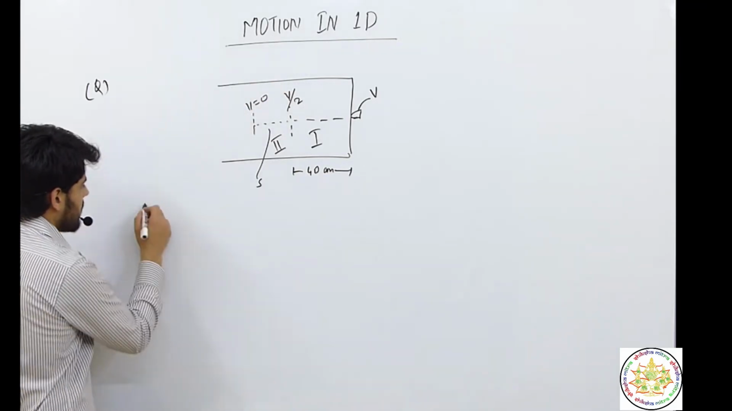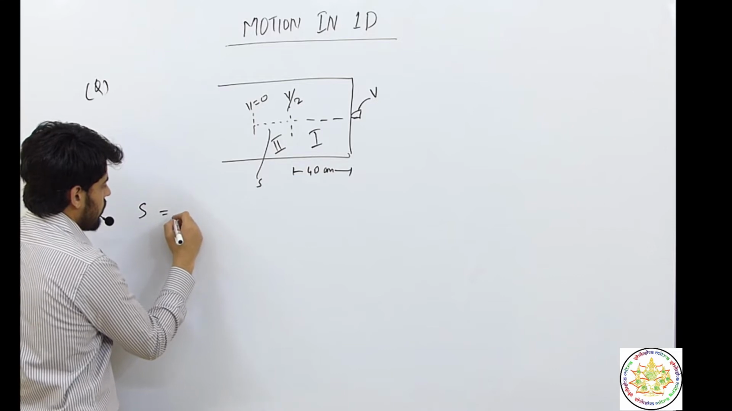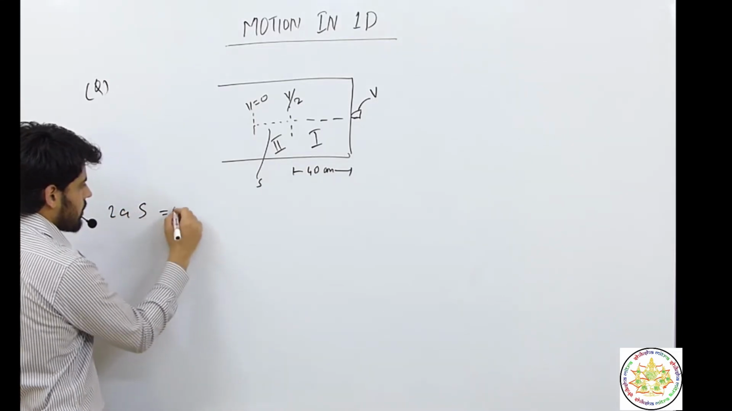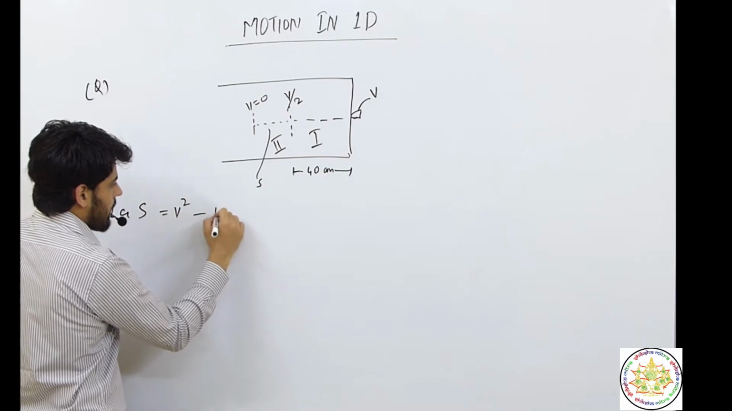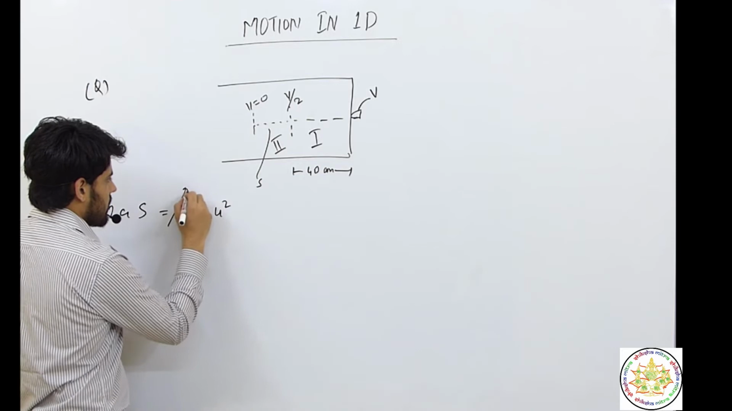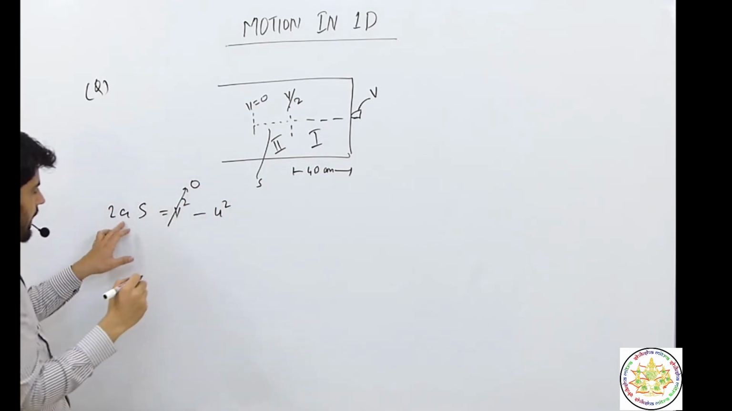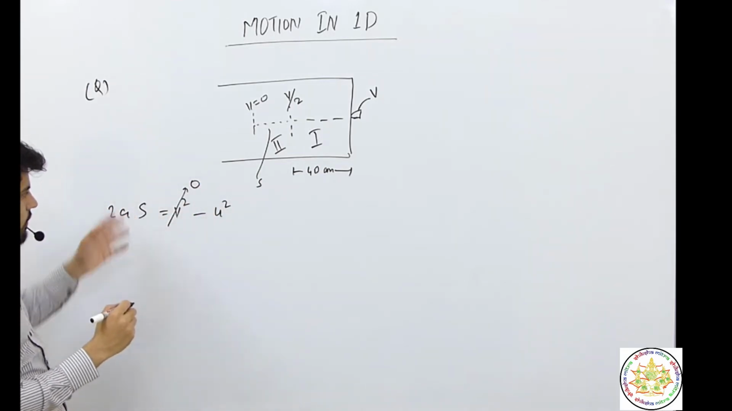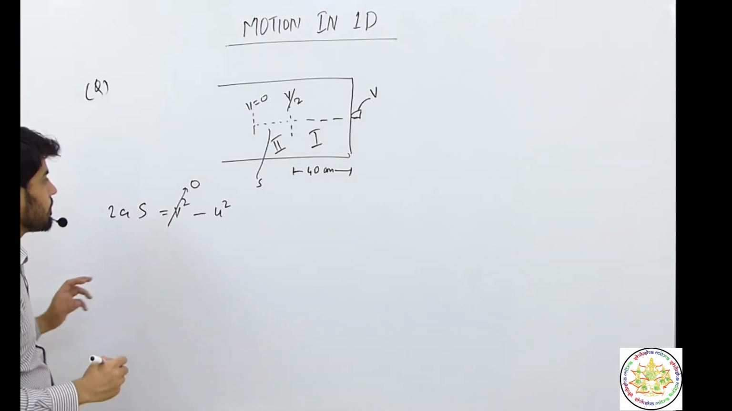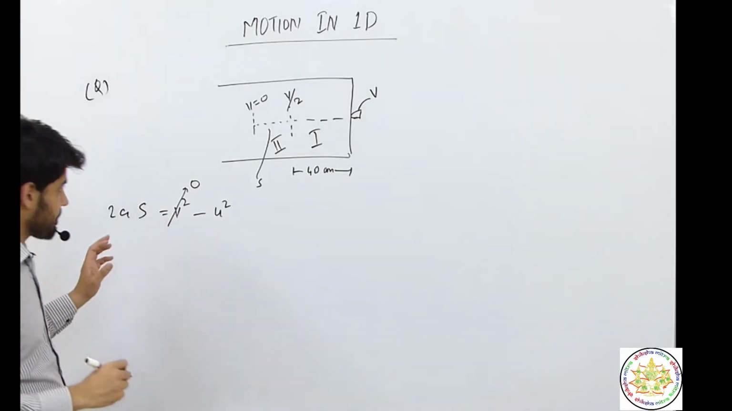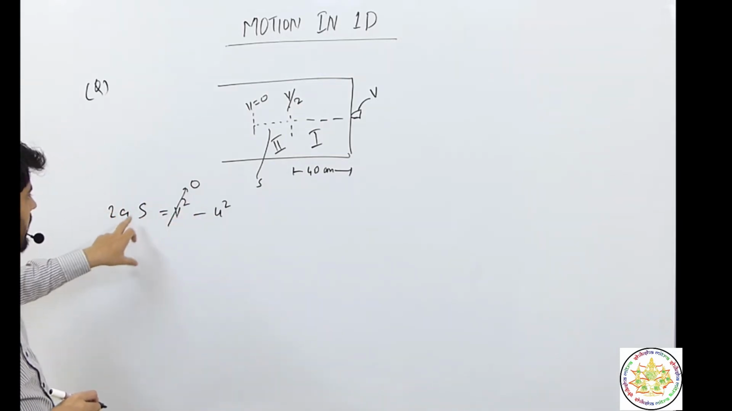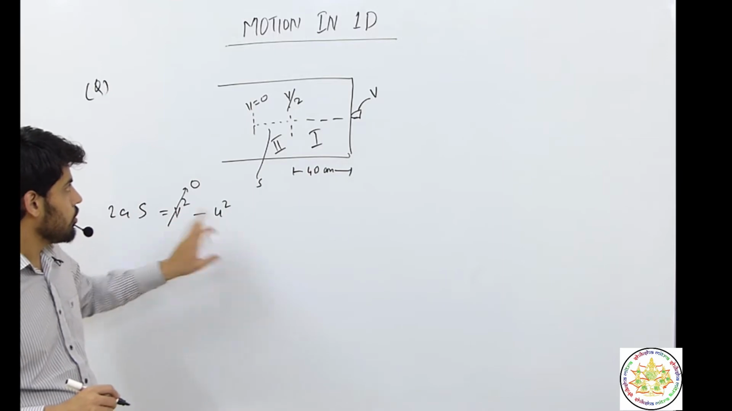If we use this, s is equal to, we will use 2as is equal to v square minus u square. Final velocity is 0, acceleration we don't know, s we don't know, initial velocity also we don't know. Fine. So we have to calculate this. For s we need a and u.